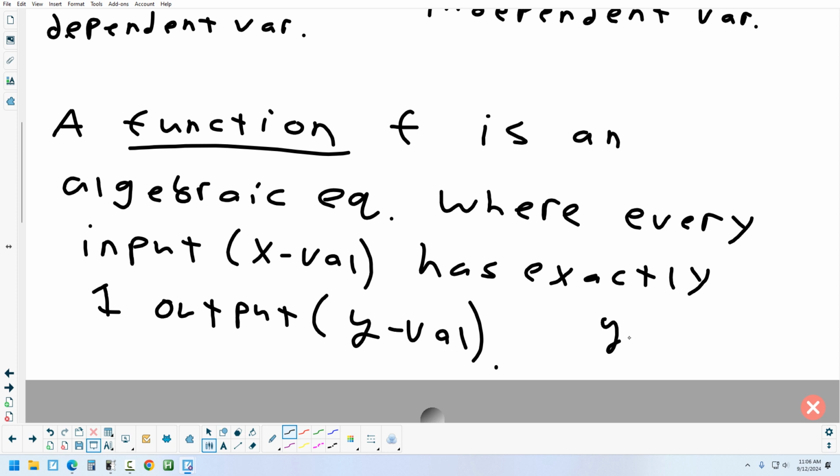Here's an example of a function. Y equals 3x plus 4. If I plug 2 in for x, what will I get for y? 10. Will I ever get anything other than 10? No. If you plug in 2, you will always get exactly one answer, and that answer in this case is 10. You'll never get anything different. So that's a function. Let me show you something that's not a function.